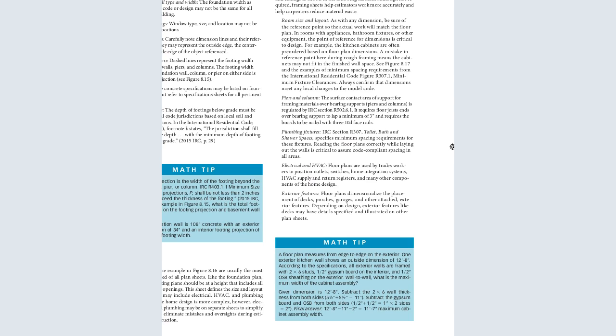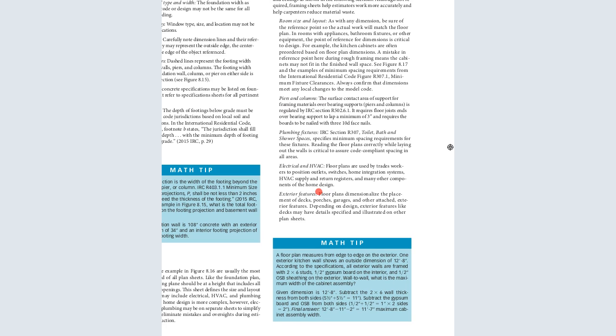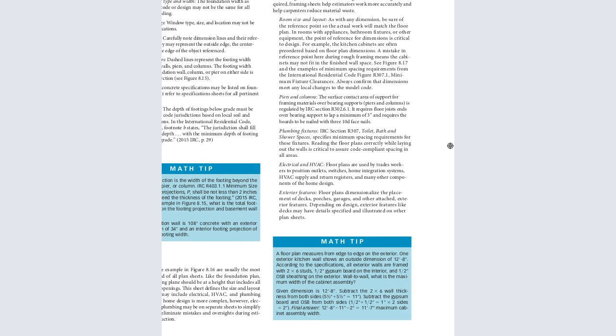Then we have the piers and columns. That is the surface contact area of the support framing materials, overbearing support. And then we have the plumbing fixtures like the toilets, the baths, the wash basins, the shower spaces. The specification specifies maximum spacing requirements for these fixtures. Reading the floor plan correctly to lay out the walls is critical to assure code compliant spacing.